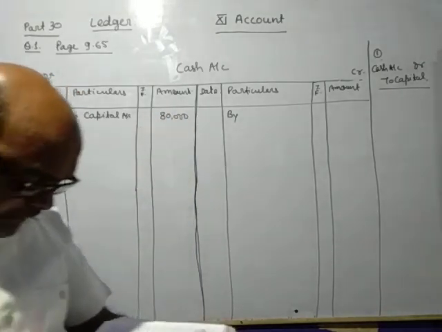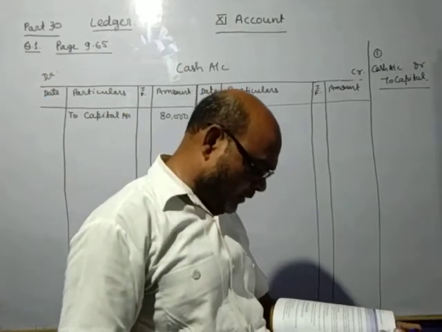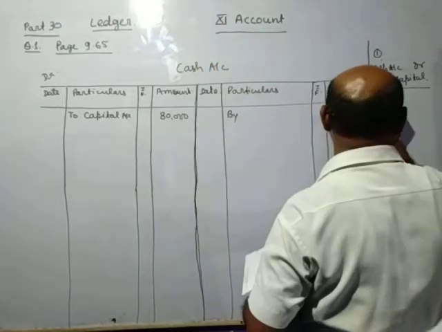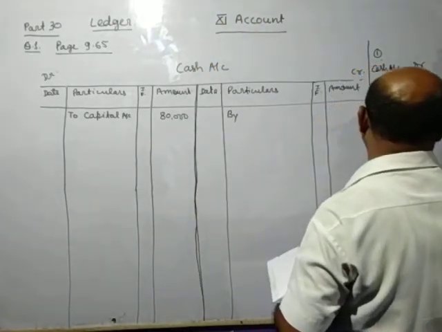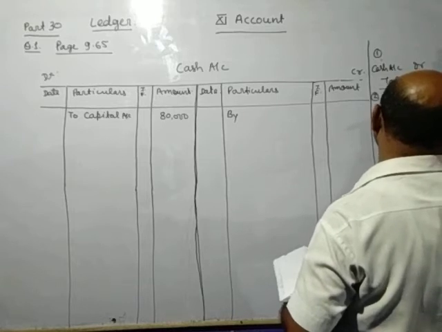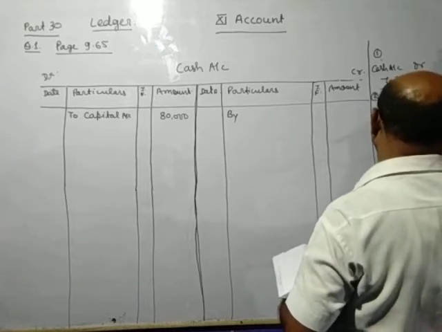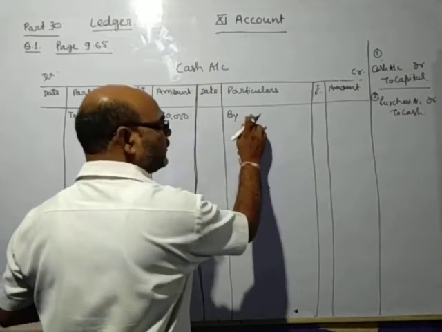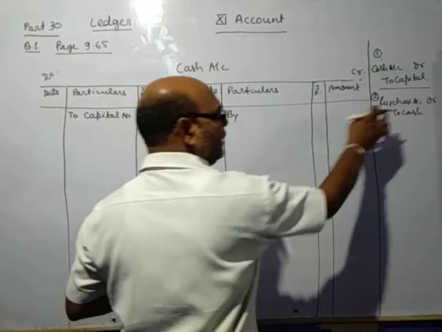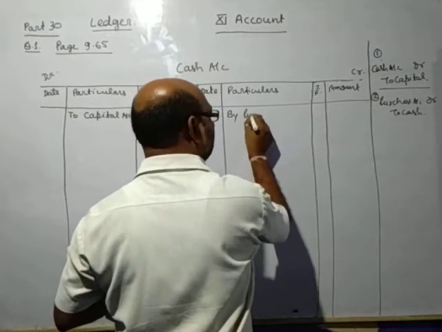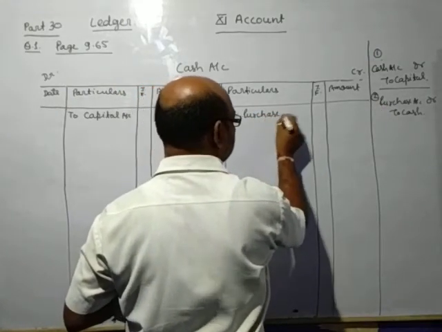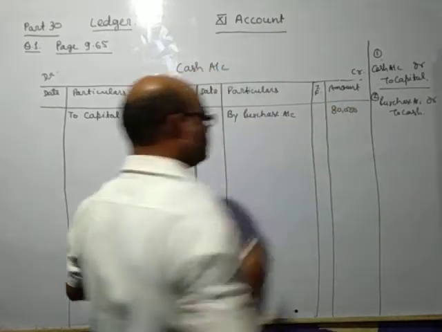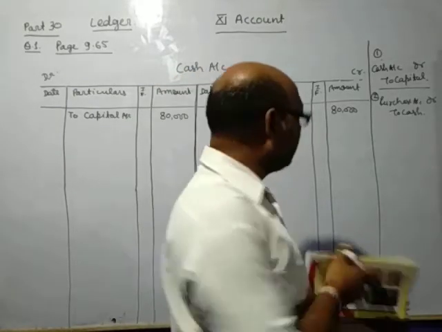Now an entry related to a cash transaction, that is, March 2nd, purchased goods for cash. So you will pass the entry: purchase account debit to cash account. Now you see here cash is the credit, so on the credit side you will write, but you will write the debit item name, 'By purchase account'. The amount is 36,000.